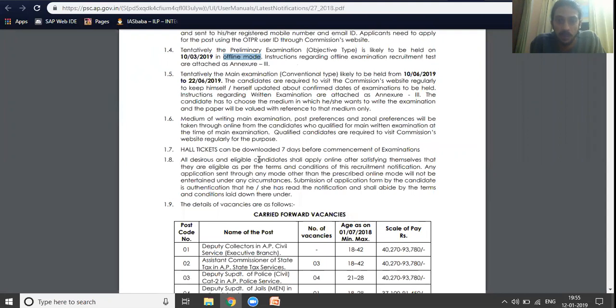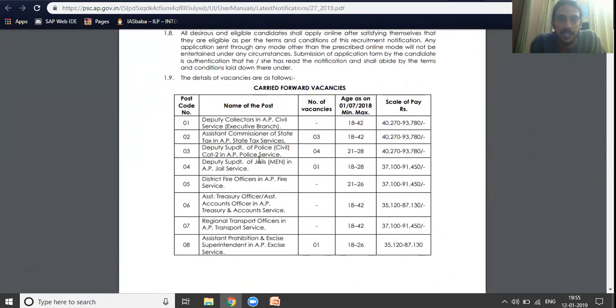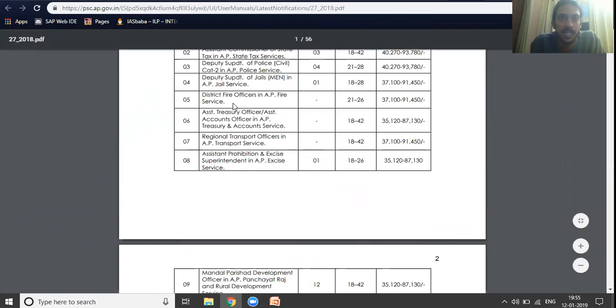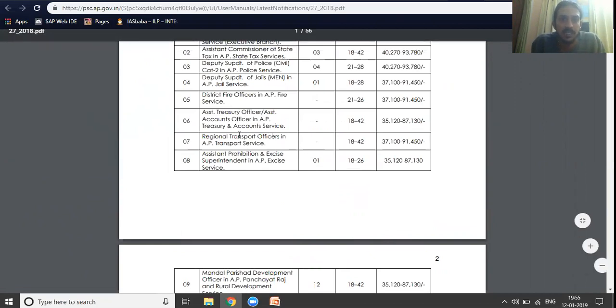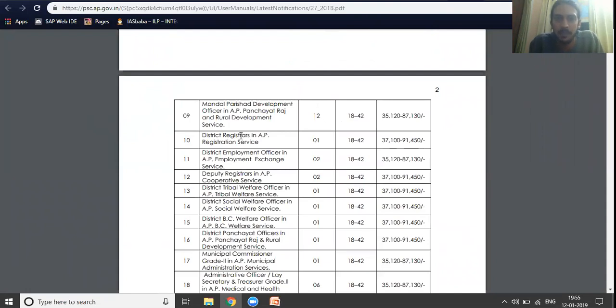And we look at the posts, right? We have deputy collector, assistant commissioner of state. Yeah, that is the second one. Deputy superintendent of jails, treasuries, district fire officers, right? So all class 1 group A, like the best probable exam that you have in your state level arena, right? Apart from this, all those who prepared for UPSC, they all look for Group 1s in their respective states.